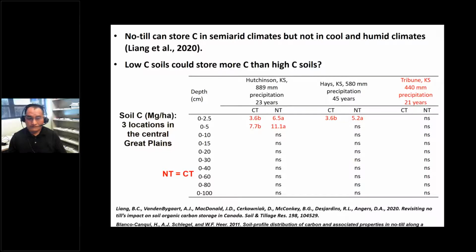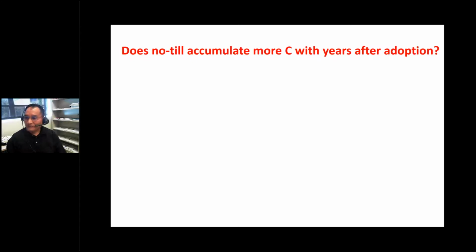What about Hayes, which is close to a semi-arid region? No-till accumulated carbon in the upper 1 inch, nothing below. Here's the summation, 0 to 40, 60, there was nothing there. And in eastern Kansas, it accumulated down to 2 inches, but that's it. So it seems that even in semi-arid regions, we may not see high carbon accumulation, even after 21 years.